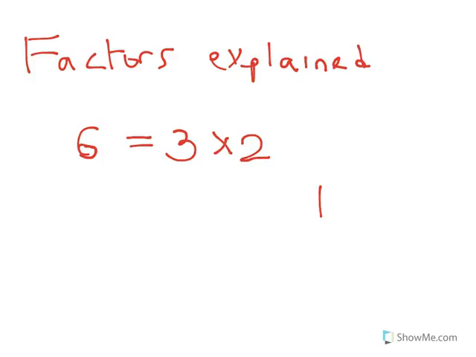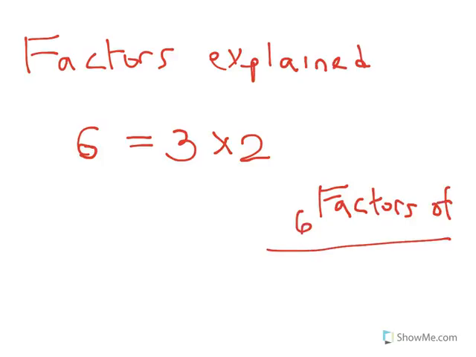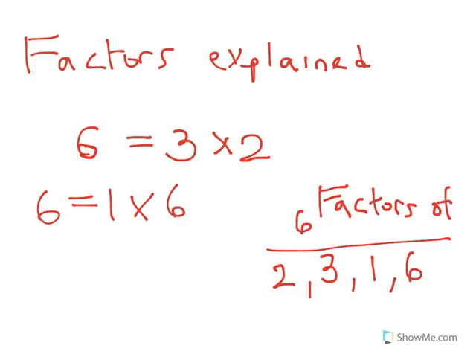So if I were to list the factors of 6, 2 of them would be 2 and 3, because 2 times 3 is 6. Another 2 of them are actually going to be 1 and 6, because 1 times 6 equals 6, just like 3 times 2 equals 6. So you can have a lot of different factors for one number.